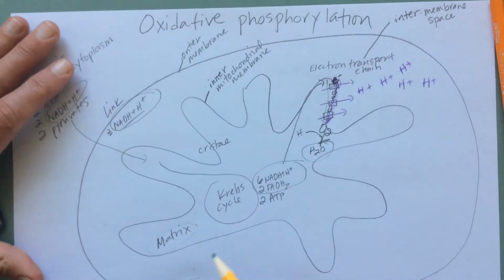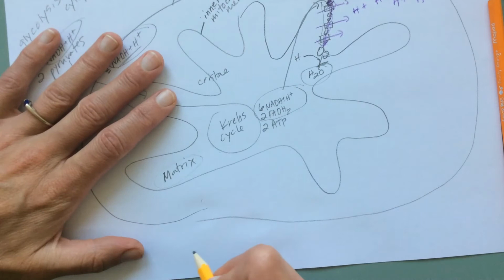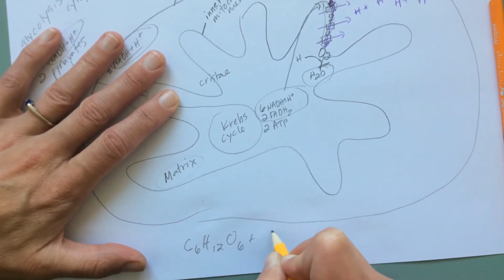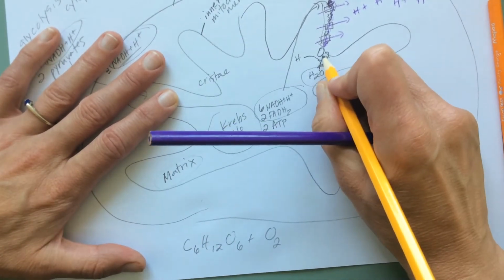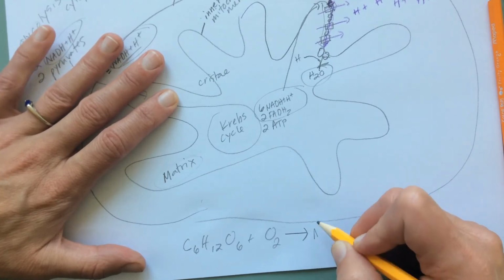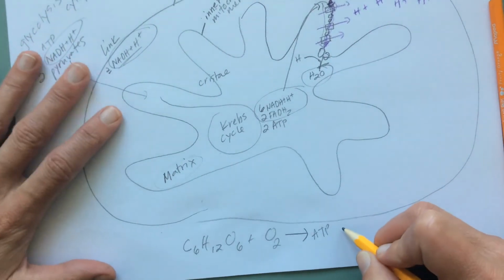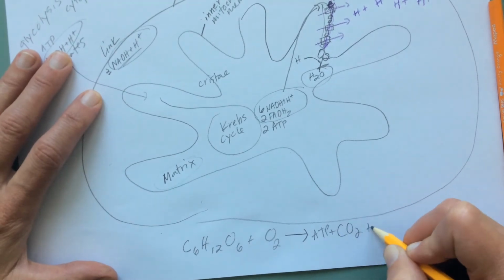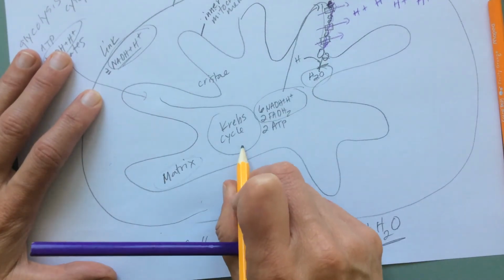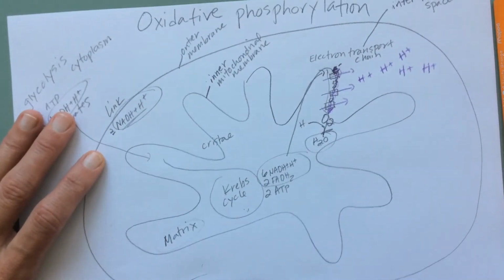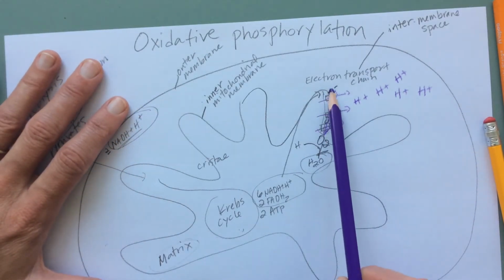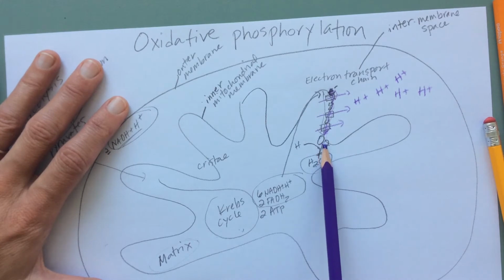If you remember the equation for cell respiration, I'll just do the equation right here. We've got C6H12O6 plus O2. So here is where the O2 goes, right? And then the product is going to be, of course, ATP, but we're going to get CO2 plus H2O, okay? Here's the H2O. And the CO2 we know came out in the Krebs cycle. Okay, so now, electron transport chain, all the electrons are going down, going to be accepted by oxygen.